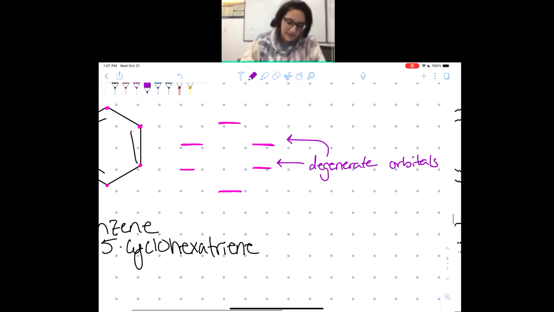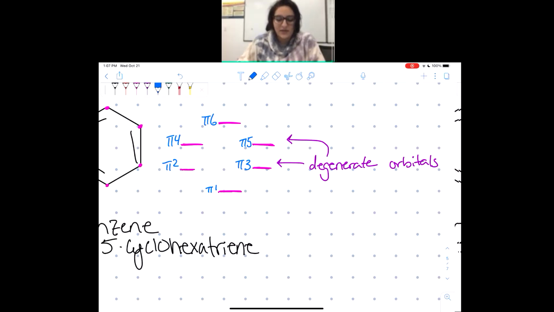And when we number these, we're going to call it pi 1, pi 2, pi 3, 4, 5, and 6. And no, it didn't matter if I went 2, 3, or the other way around. It could have been 1, 2, 3, 4, 5, as long as you know that 1 will be by itself on the bottom, and then 2, 3, and then 4, 5, and then 6 is by itself at the top.